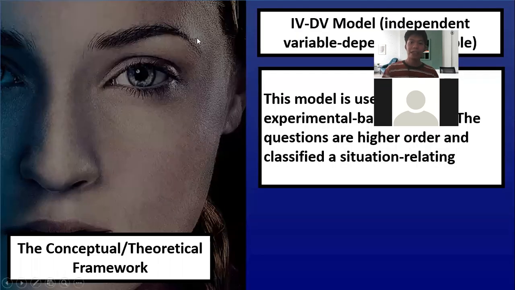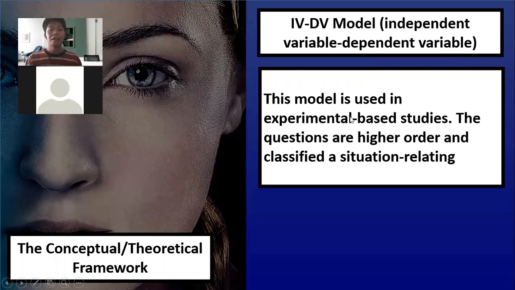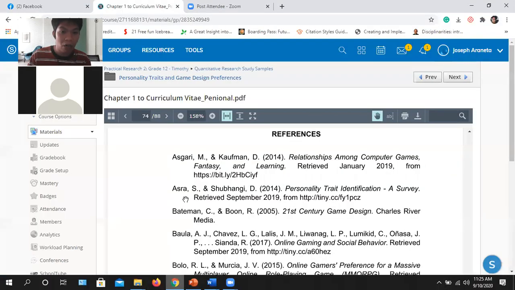Okay. Next one, we have IVDV, or independent variable or dependent variable. This model is used in experimental-based studies. The questions are higher order and classified a situation relating, meaning, we say situation relating as what we have discussed in our previous lesson about statement of the problem. IVDV model can be used in order to prove or challenge relationships among concepts or variables. Kagaya ng pinakita ko kanina.